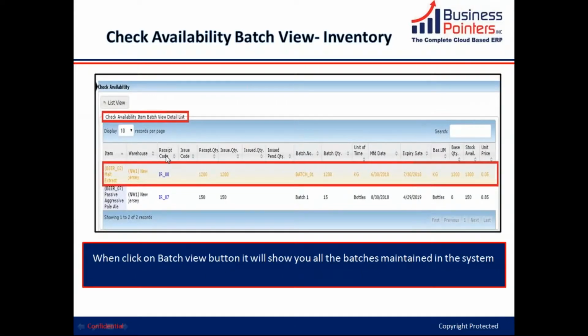Over here, we have check availability item view batch wise. This is how you can see batch wise check availability in the system: which batch has how much quantity, what is the received quantity, and what is the issued quantity from the batch. It gives you those numbers over here.